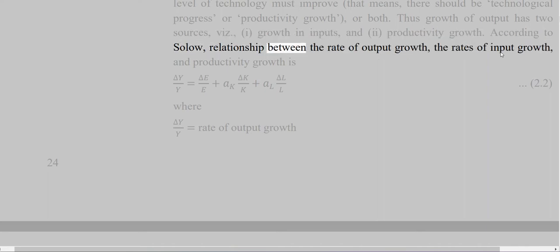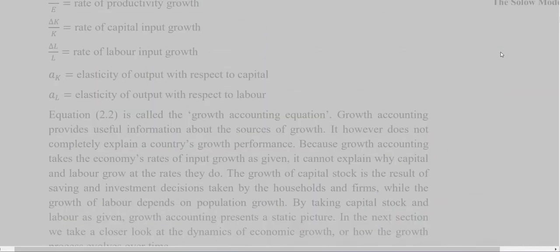According to Solow, the relationship between the rate of output growth, the rates of input growth, and productivity growth is ΔY/Y = ΔE/E + αΔK/K + βΔL/L, equation 2.2, where ΔY/Y equals rate of output growth, as in the Solow model, ΔE/E equals rate of productivity growth, ΔK/K equals rate of capital input growth, ΔL/L equals rate of labor input growth, α equals elasticity of output with respect to capital, and β equals elasticity of output with respect to labor.